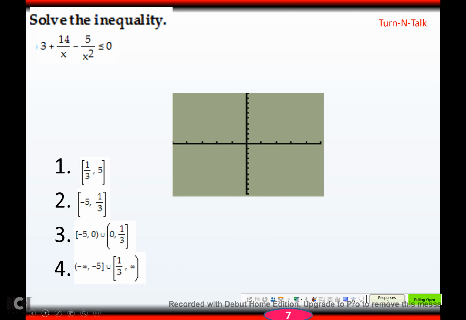Alright, you try this one. Hit pause. Come back when you're ready. And your answer should be that. Again, you're finding where it's negative.